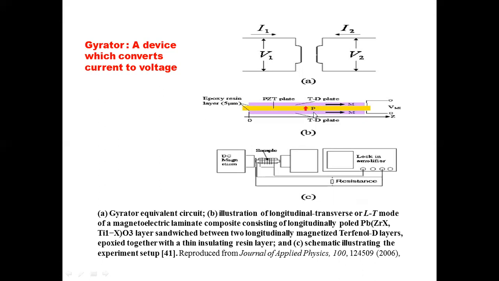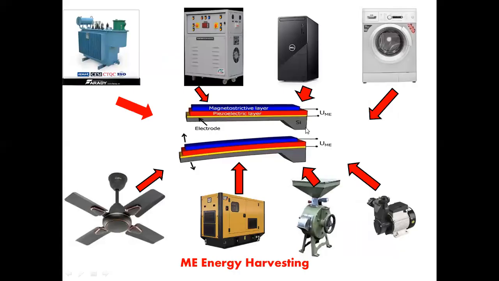Again, it is a three-layer structure or device. It works in LT mode because the magnetic layers are parallel, they are longitudinal, whereas the ferroelectric layer is polarized transversely. That is why it works in the LT mode, and these are the equivalent circuits. These devices are used to convert current into voltage in microwave applications.